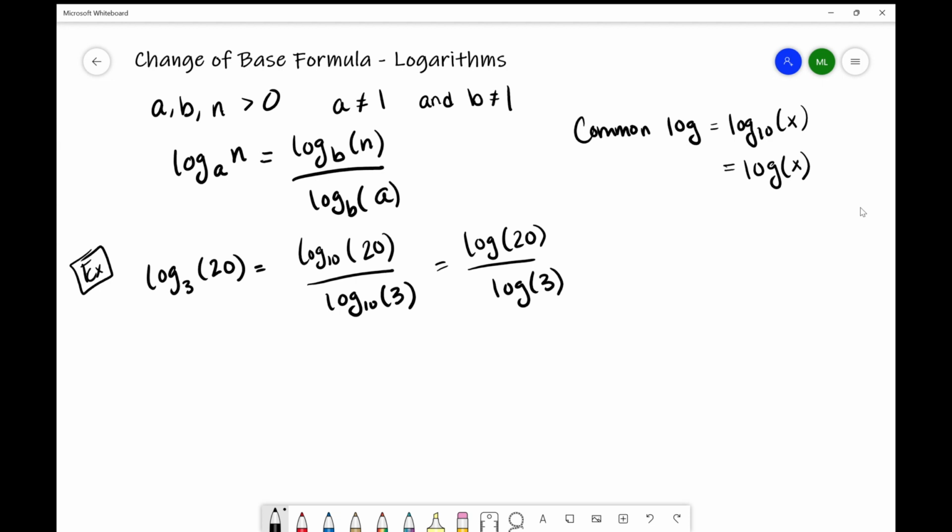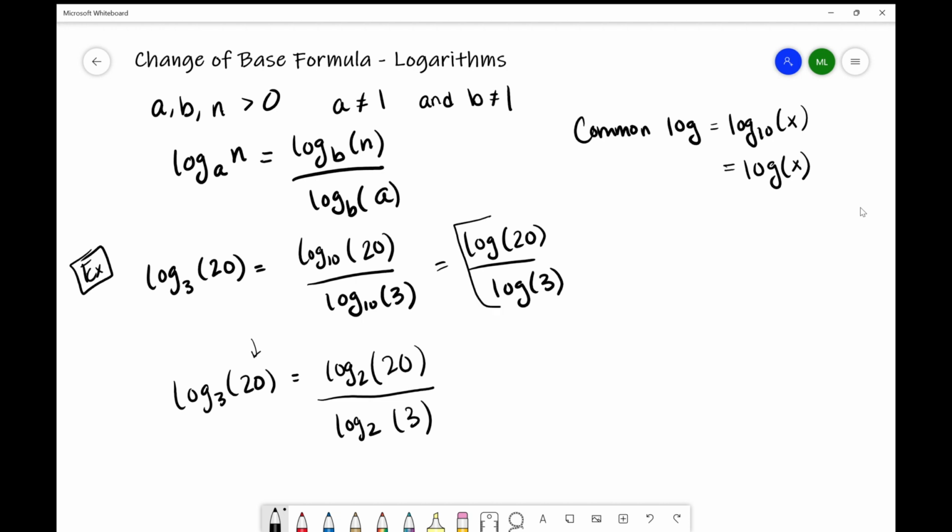I can also change this, if for some reason I wanted to, log base 3 of 20. I could choose any base that I wanted, basically. Let's say I say log base 2. But again, what I have in the top, I must also have in the bottom. You will put your number inside that comes in the inside first. That's going to be your numerator, so log base 2 of 20, and then 3 will be your denominator. And then this would be your final answer.